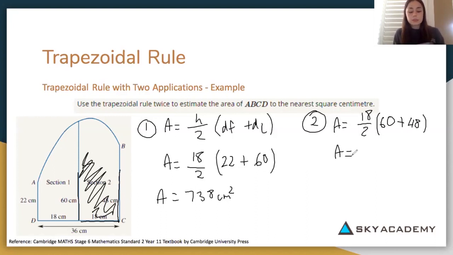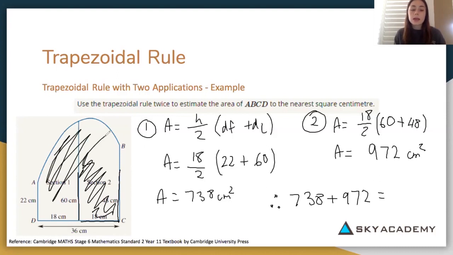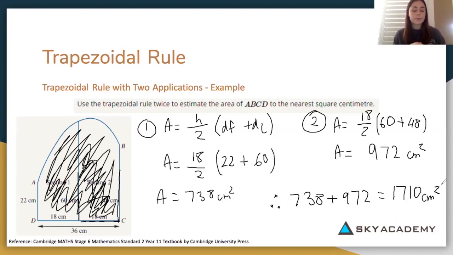And when you put that into your calculator, you should get the answer of 972 centimeters squared. So therefore, if we add section 1 to section 2, it will give us the total for this entire shape, which is the shape of A, B, C, D. So 972 plus 738 gives us 1,710 centimeters squared. So that's how you do applications of the trapezoidal rule.